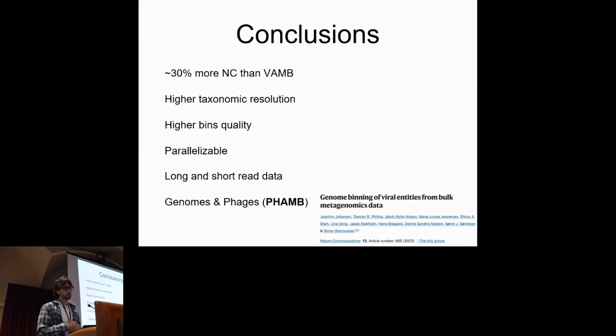There is a higher taxonomic resolution. We have an increase in the quality of bins. It's a pipeline that is parallelizable. It works for both long and short read data. And apart from that, we also developed in the group a classifier of the bins that allows us to classify which bins belong to genomes and which bins belong to phages.